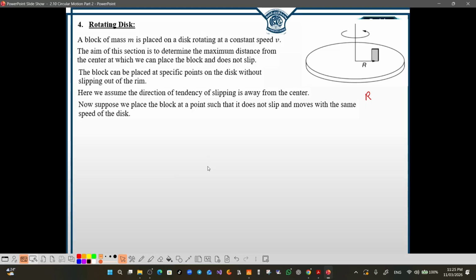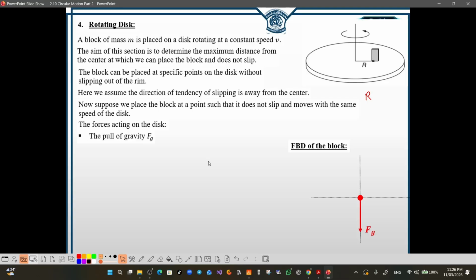Now, suppose we place the block at a point such that it does not slip and moves with the same speed of the disk. The forces acting on the block are three forces here. The first force is the force of gravity, acting downward. The second force, we have a surface, so we have a normal push upward. And the last force is the inward force, which is the friction. And we have explained that this friction will be pointing toward the center.